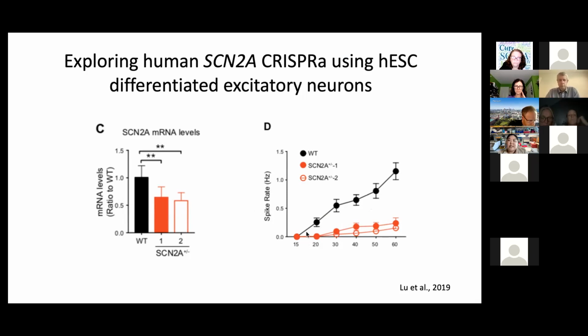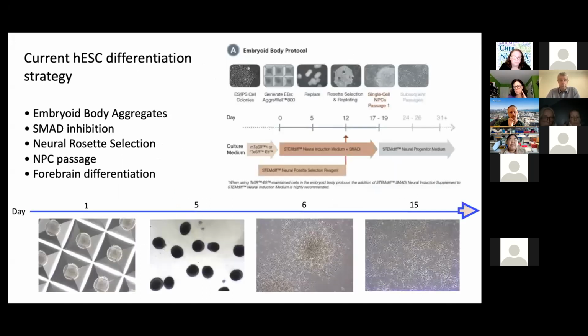So I've been working on designing human CRISPR-A constructs and taking these stem cells and differentiating them into excitatory neurons in our lab to test whether SCN2A CRISPR-A can upregulate and ameliorate phenotypes associated with SCN2A haploinsufficiency in a human model. So this is the pipeline that I'm using to differentiate these human stem cells into human excitatory neurons.